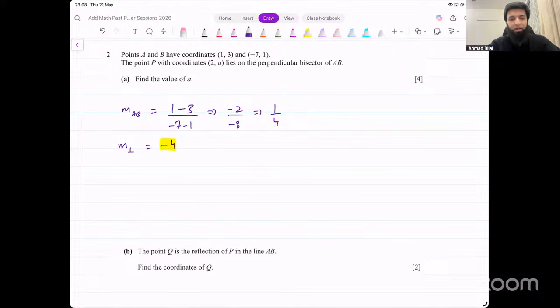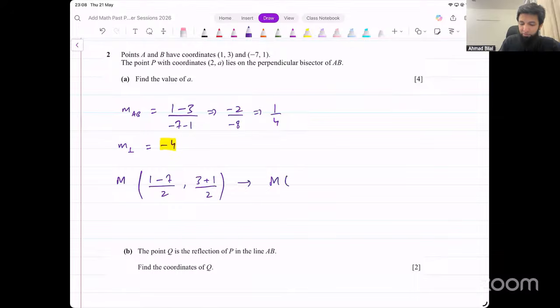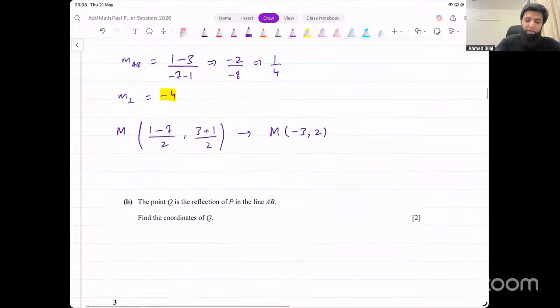We also need a point that lies on the perpendicular bisector. Do we have a point? It's a very common error that students end up using one of these 2 points. The perpendicular bisector is not going to pass through A or B. It is going to pass through the midpoint of A and B. What's the midpoint? Let's input values in the midpoint formula. (1 minus 7) over 2 and (3 plus 1) over 2. What does that give us? The coordinates of M turn out to be negative 3 and 2. This is the point M that we've got.